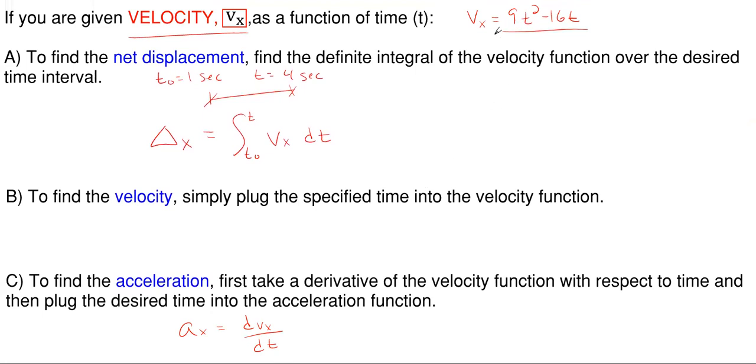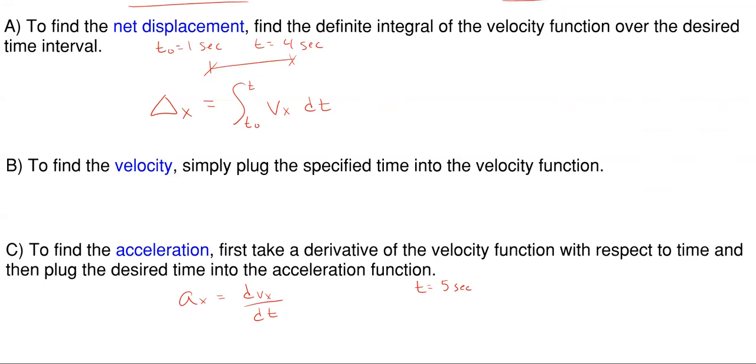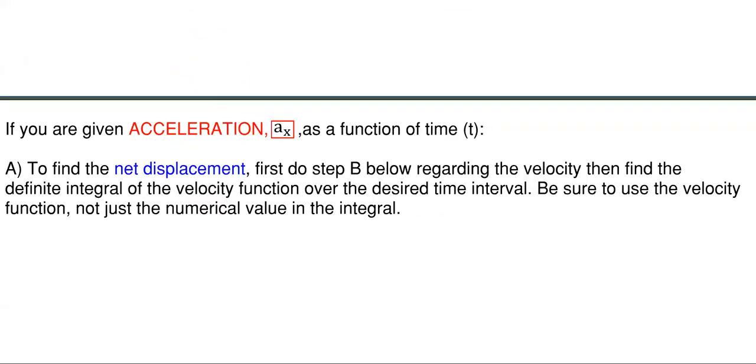So what you would do is just take the derivative of this function, and then you would just plug in whatever time it is asking for. So if it says find the acceleration at 5 seconds, well, you would just take this derivative and then plug in 5 seconds, and that would be your acceleration at that time. So that's what you would do if you're given velocity. Not very bad at all. All right, so let's move on.